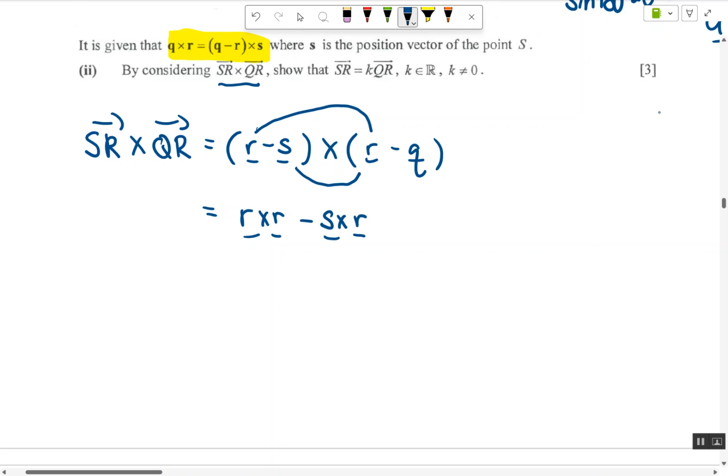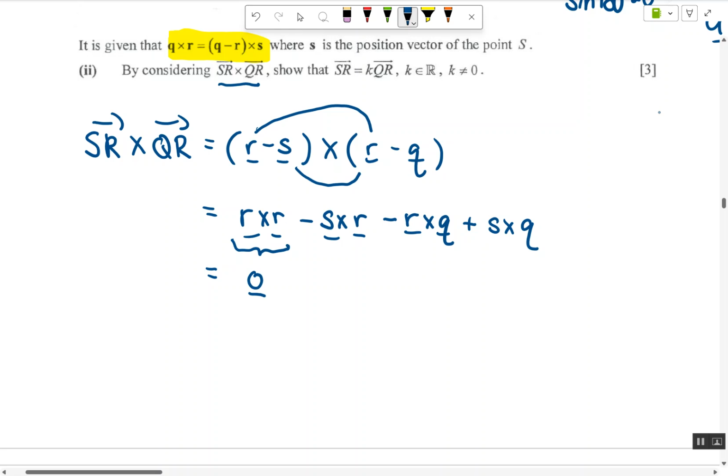Because direction is important. Next one, minus R cross Q plus S cross Q. Okay? This you must know. R cross R, can tell me or not? Zero vector, very good. A vector crossed with itself is zero because the angle they make is 0 degrees. This guy is a zero vector.